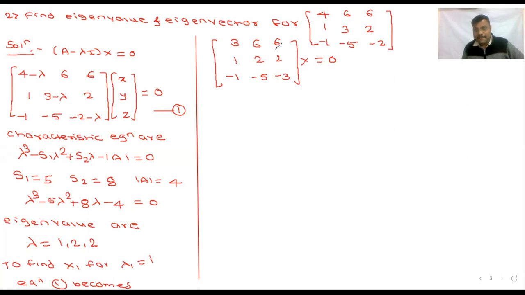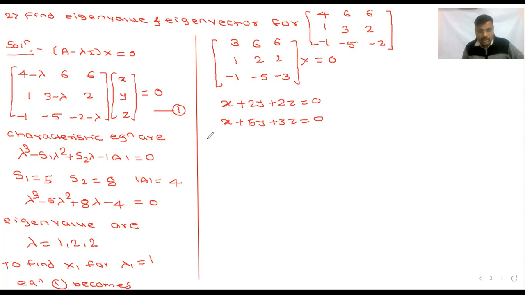First two rows are same, na? So we take any one equation. What equation do you get? X plus 2y plus 2z equal to 0. And second equation, x plus 5y plus 3z equal to 0. You can directly write two different equations for Cramer's rule.